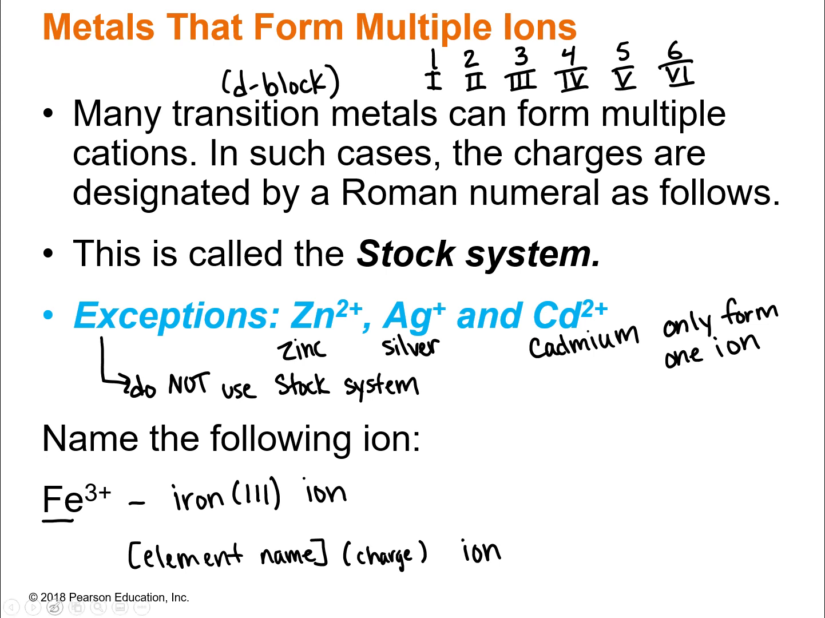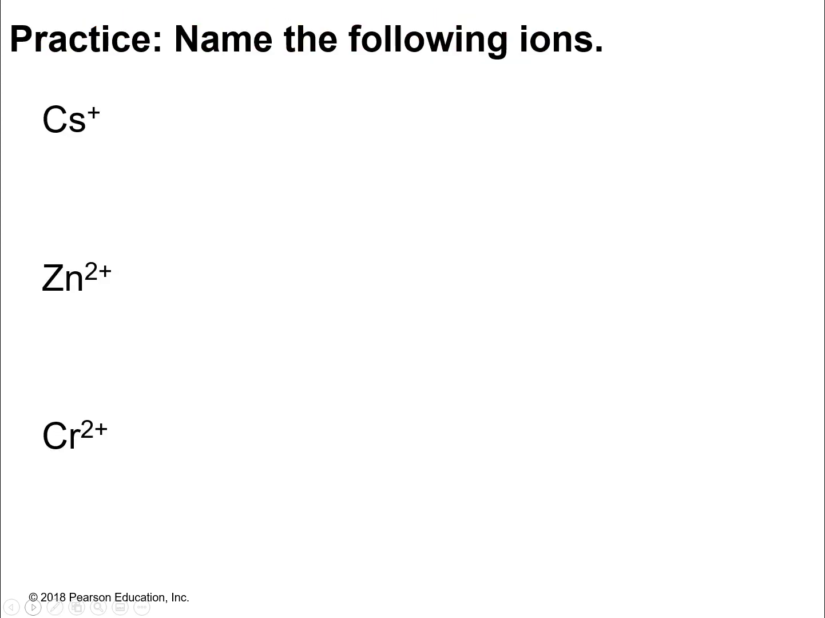Let's do some practice. Exactly that. And you read my brain because I have that as an example. So for the exceptions, you just write the name of the element followed by the word ion. So I abbreviate transition metal TM. And it's a transition metal exception.